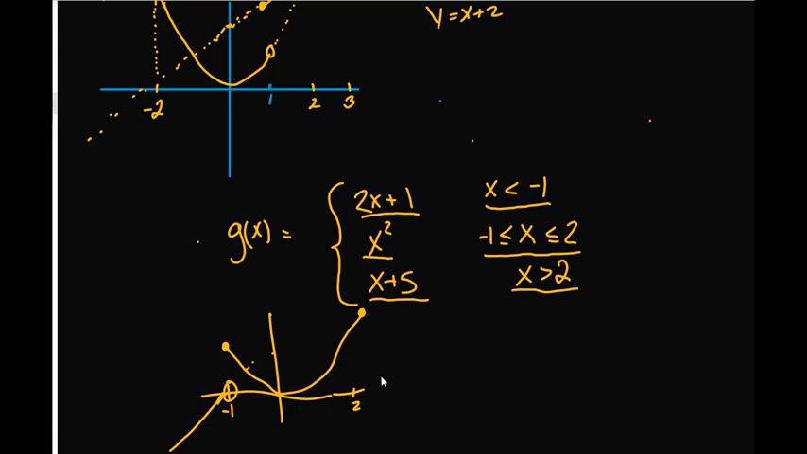And then when x is greater than 2, use x plus 5. So I don't know what that looks like, but maybe this was 4, so this is x plus 2, 7. So it might be like this, something like that. So this would be the picture now. So this would be a piecewise defined function with 3 pieces. And you could have as many pieces as you want or as you need.